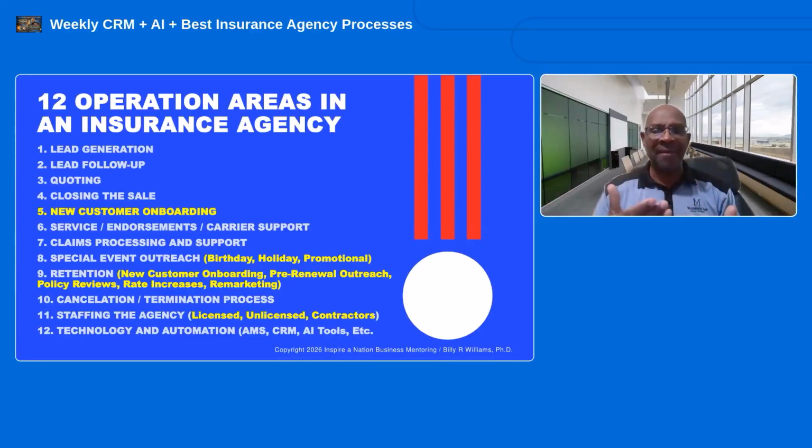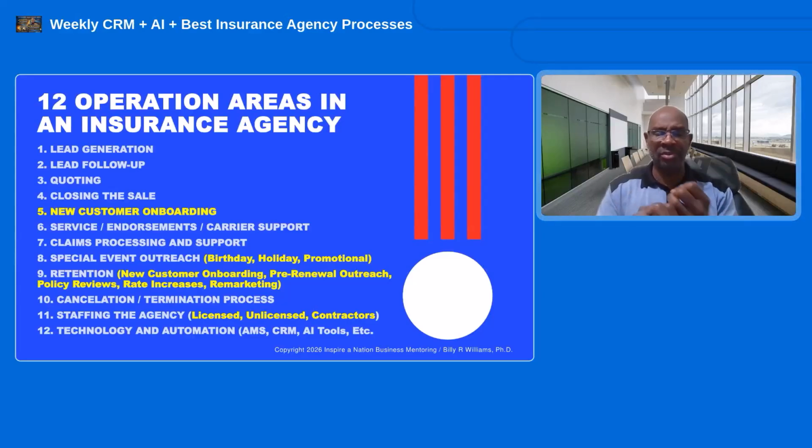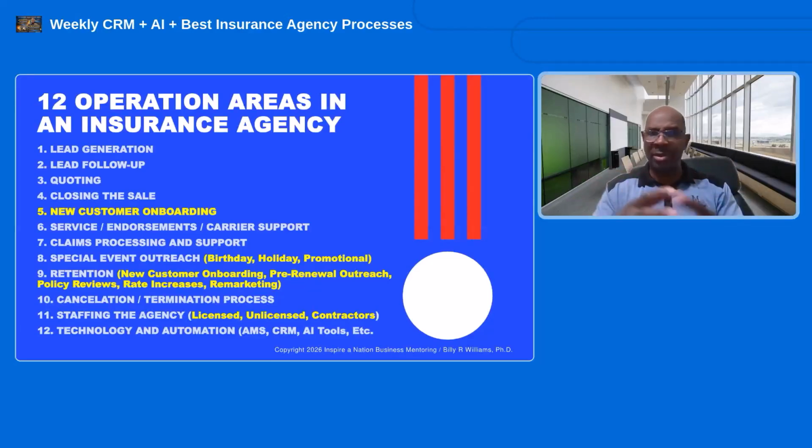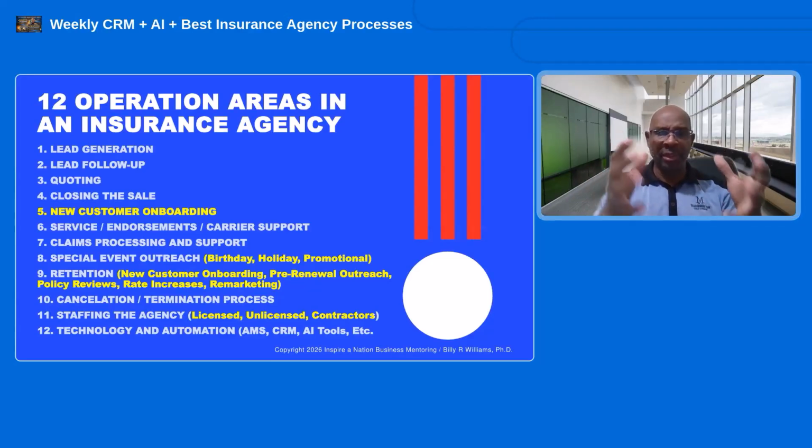How do we staff the agency? We look at licensed staff, unlicensed staff, contractors that we're using. And then finally, technology and automation, such as our agency management system, our CRM, our AI tools, all those particular things. Those are the 12 operational areas of running an insurance agency, and we want to make sure that those are good. Now, I say insurance agency, but I know I have people that are on that are not just insurance. So you look at our 12 areas and you'll see that most of them apply to your business.